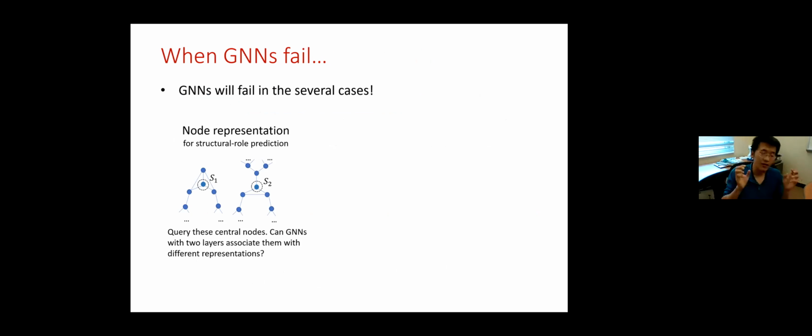To better understand the limitation of the graph neural network, here I give one example. Suppose we want to distinguish the structural roles of two nodes.